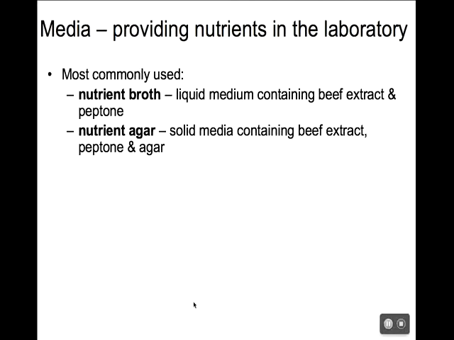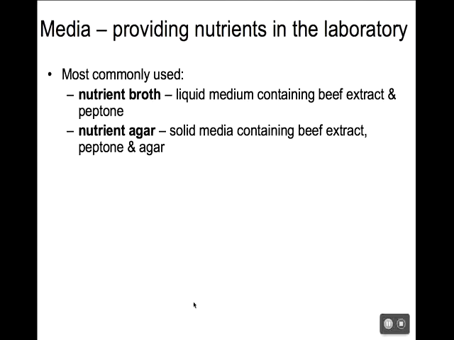The most common media that we use is called nutrient broth. Nutrient broth is a liquid medium that contains beef extract. Beef extract is exactly what it sounds like. It's more or less beef broth, just like in cooking. It's beef extract plus peptone. Peptone is a vitamin and protein mix that's made from various different sources. So nutrient broth, liquid media containing beef extract and peptone. It's a rich environment. Lots of things can grow in it. Easy to grow stuff in nutrient broth.